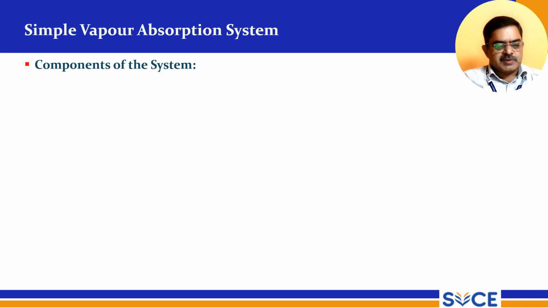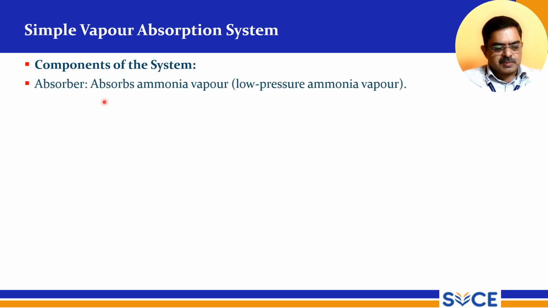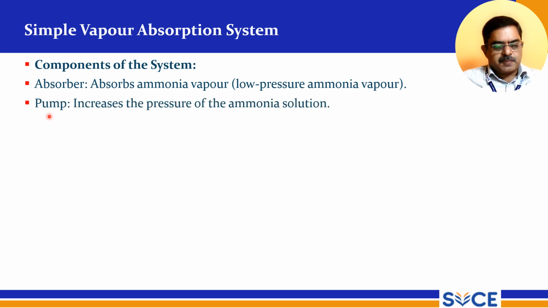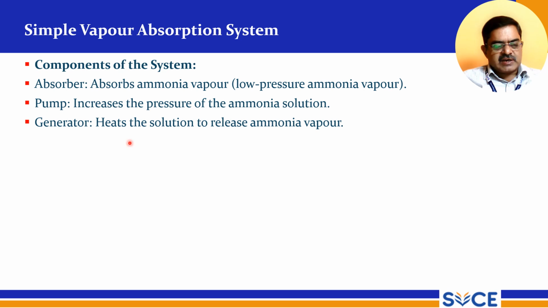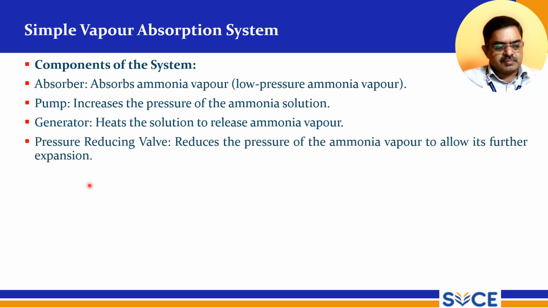A simple vapor absorption system. The components of the system are the absorber, which absorbs ammonia vapor, so low pressure ammonia vapor; the pump, which increases the pressure of the ammonia solution; the generator, which heats the solution to release ammonia vapor; and the pressure reducing valve, which reduces the pressure of the ammonia vapor to allow its further expansion. The pressure reducing valve is a very important component because it reduces the pressure of the ammonia vapor to allow its further expansion.